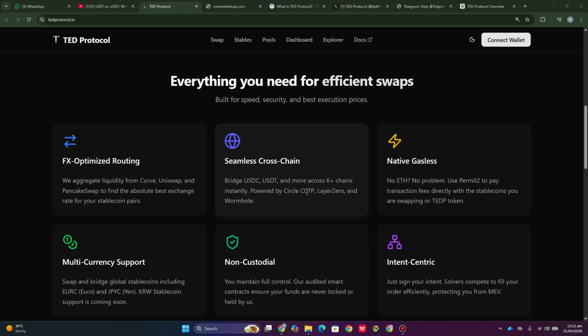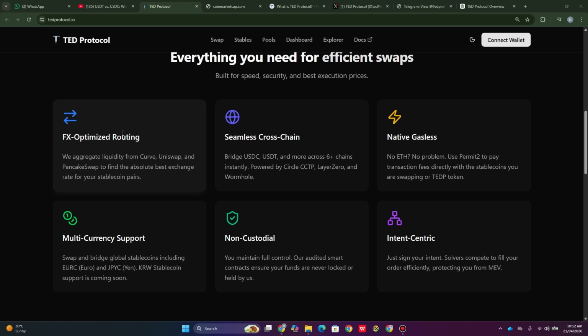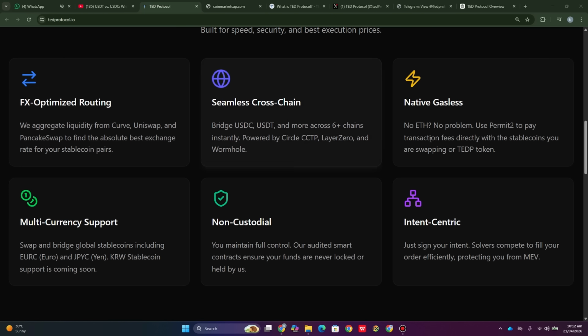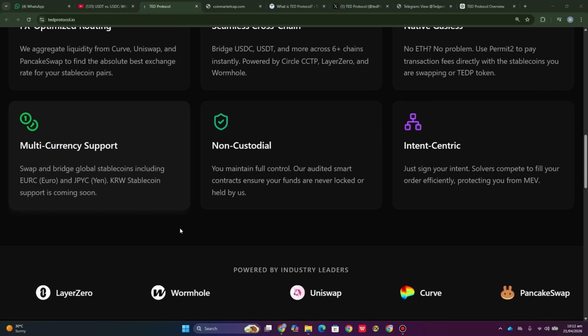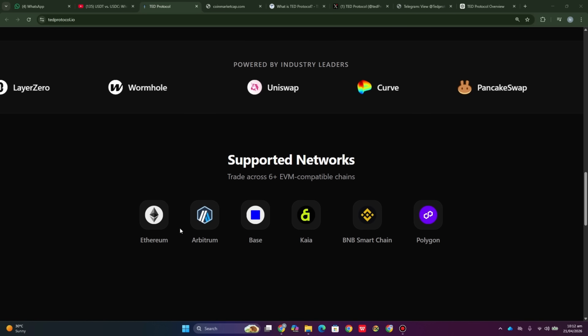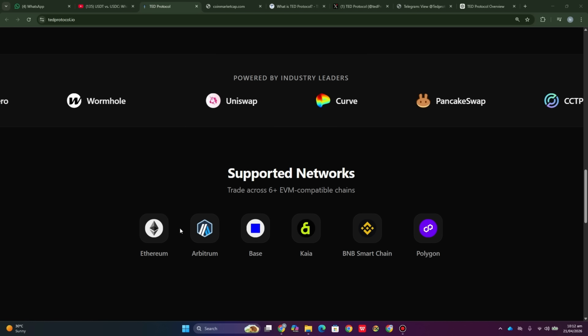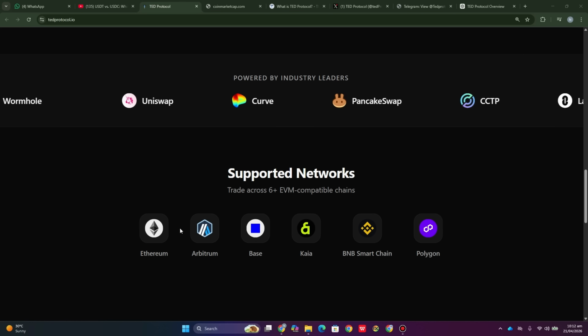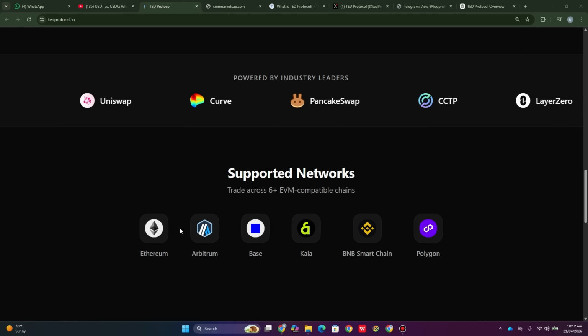Think of TED protocol as a decentralized foreign exchange system, but for crypto. Instead of just swapping tokens, you can think of it as real-world currency exchange. There is also seamless cross-chain, native gasless, intent-centric and non-custodial. It means you can find what you really need: USD, Euro, JPY, KRW, and then it optimizes the swap based on the actual currency value.